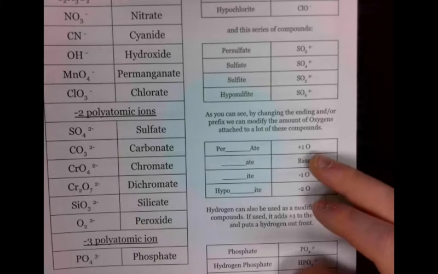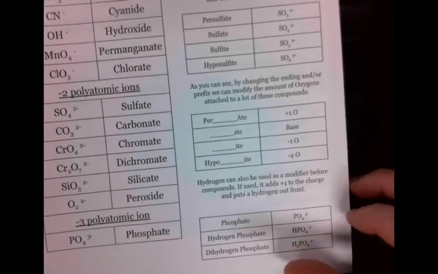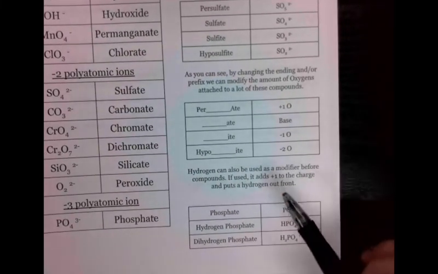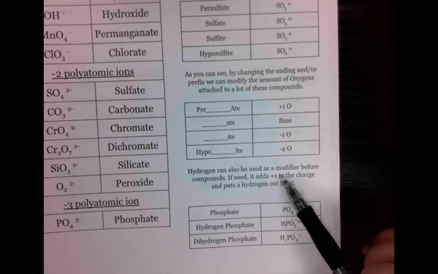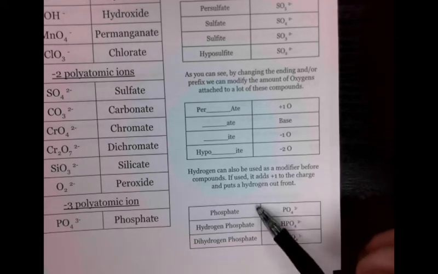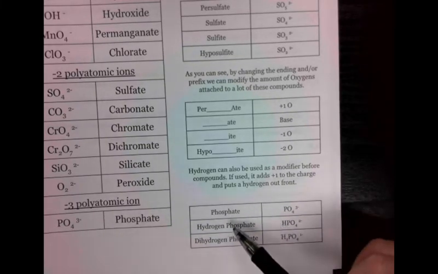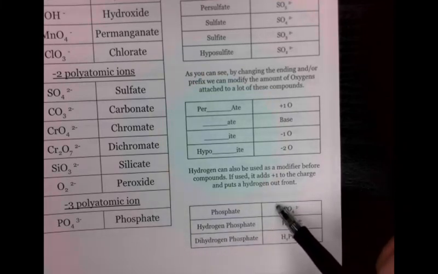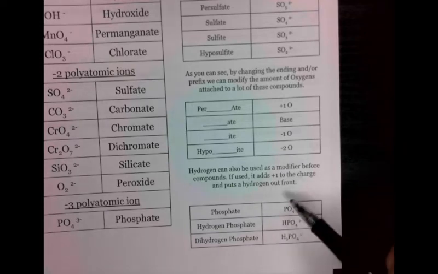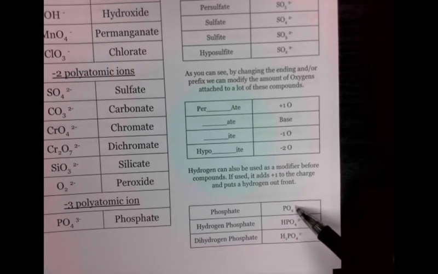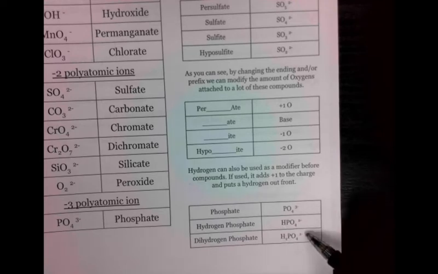The last rule is barely going to show up, but I want to show it to you just in case. You can also use hydrogen as a modifier. You just add a +1 to the charge and put a hydrogen out front for every time that you do it. So phosphate is normally PO4 with a 3-. That's just right here. You could also have hydrogen phosphate. Hydrogen phosphate would literally be if you add an H out front, the H will have a +1 charge and change this -3 into a -2, and HPO4 with 2-, that's hydrogen phosphate.